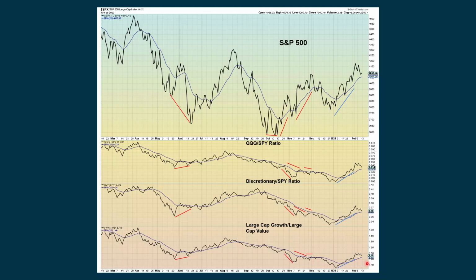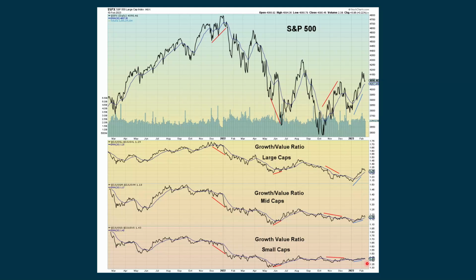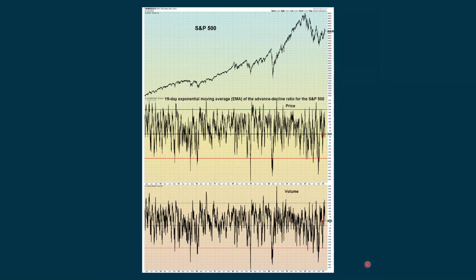So they're positive but rolling over. Then looking at some growth and value ratios for the large cap, still positive but rolling over. The mid caps, same thing, positive but rolling over. We never really broke out with the small caps, and that is still a bit underwater.